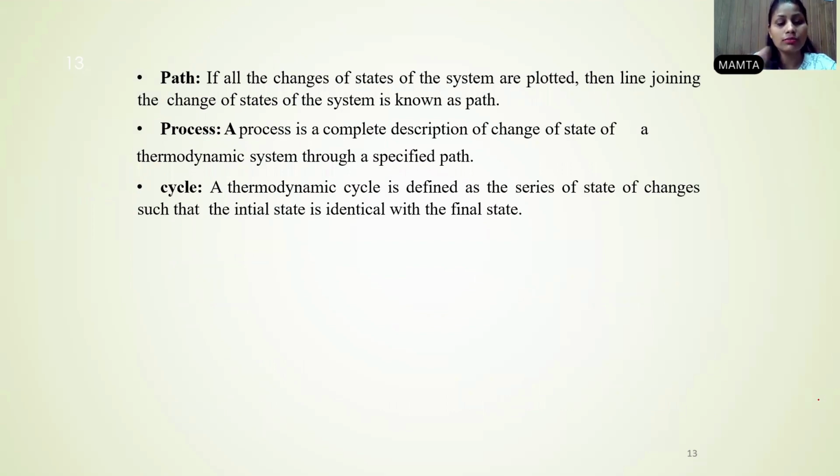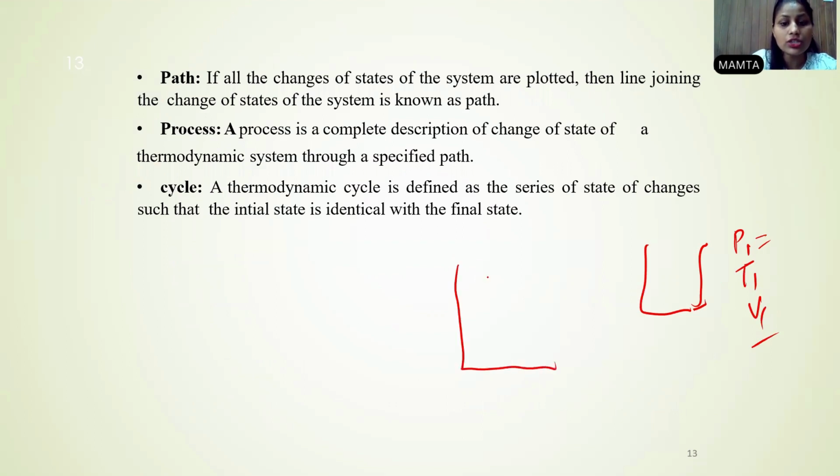We have already mentioned that the state is basically the position of any system. For example, pressure, temperature, and volume. And path is the change of state. For example, this is pressure and this is volume. There is P1, which defines one state, and this defines the second state. When it goes from one state to the second state, it is called a path.